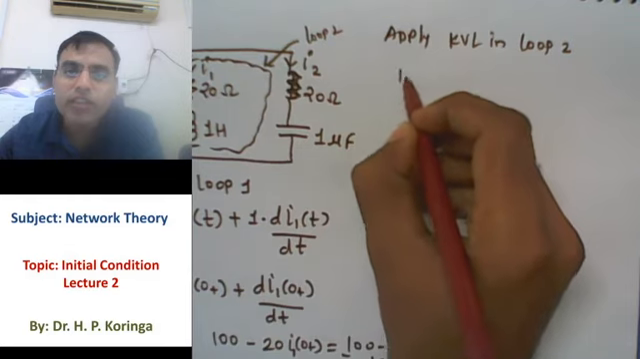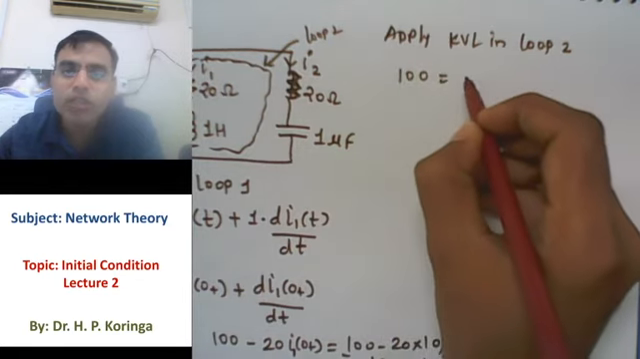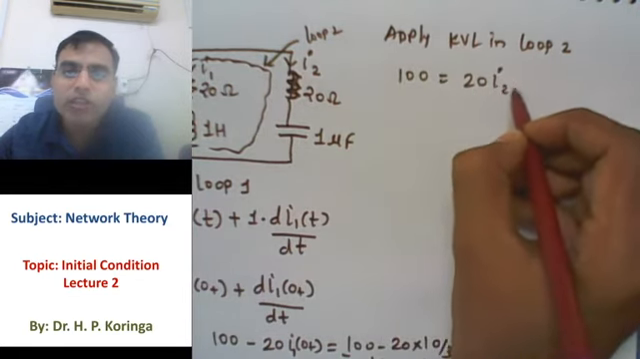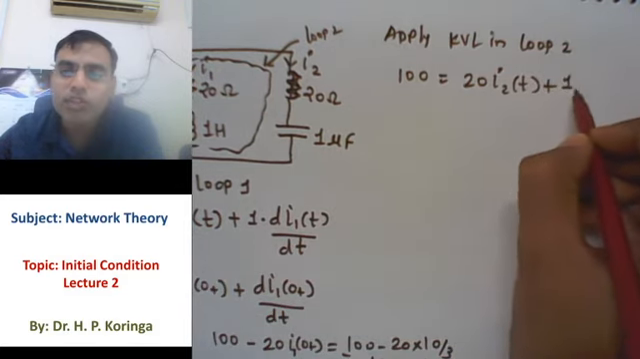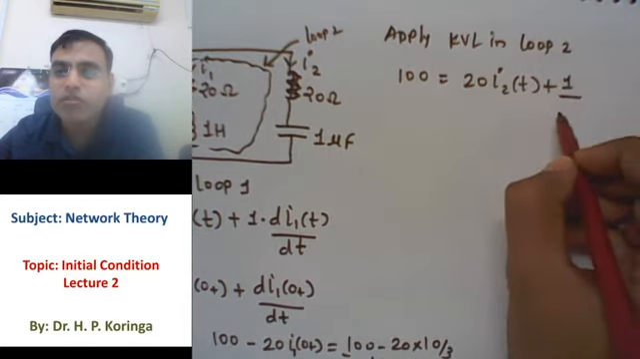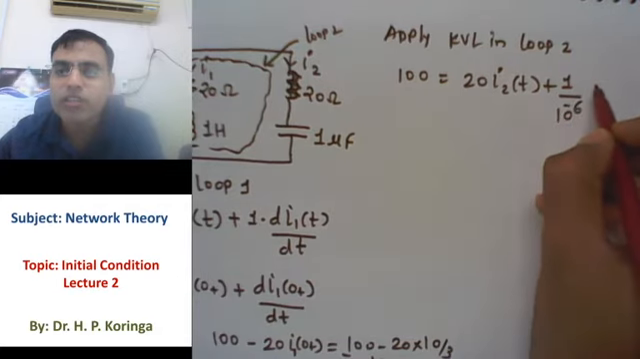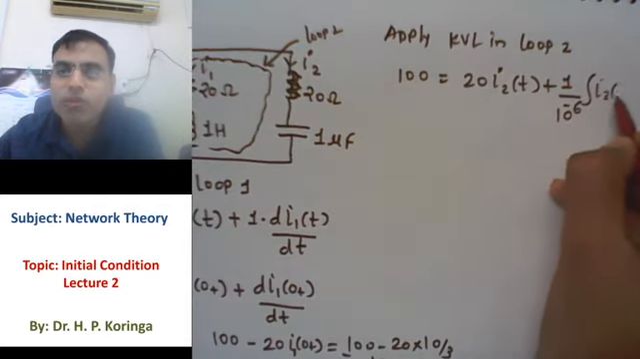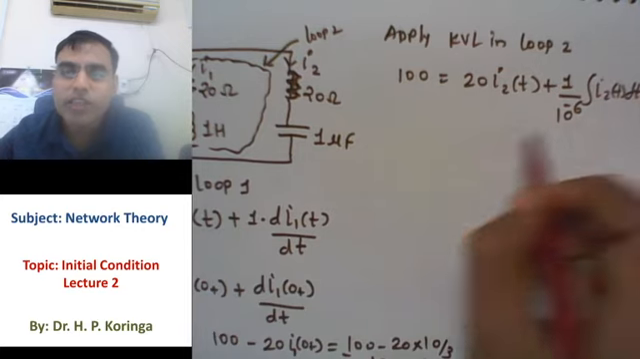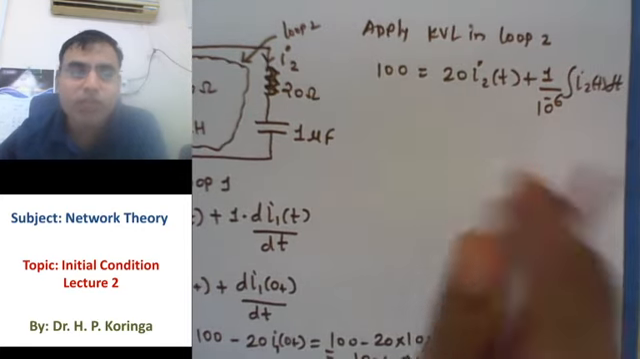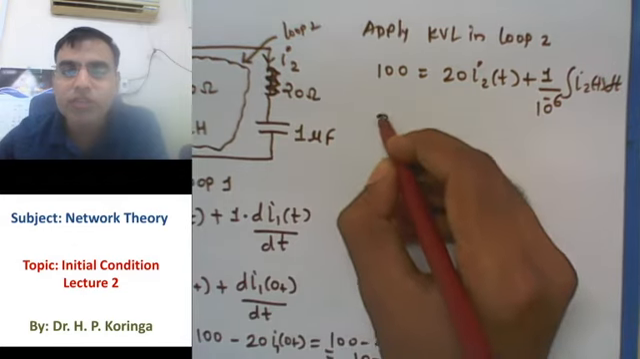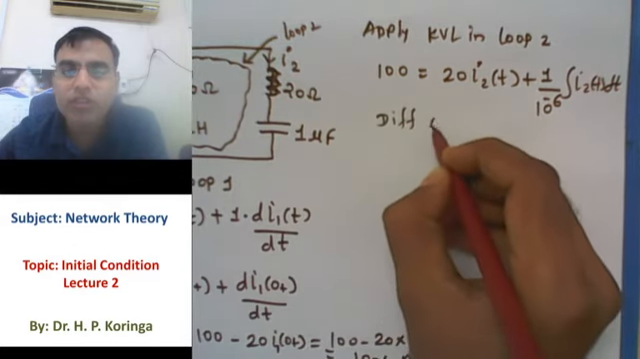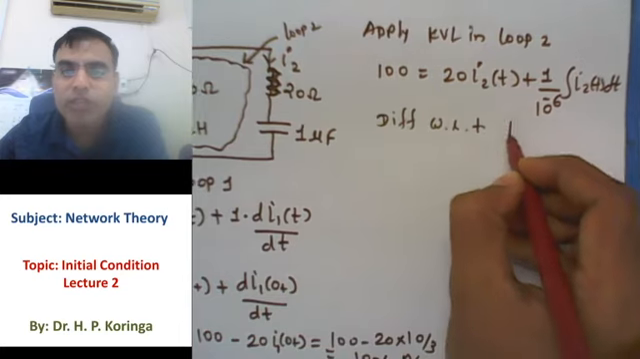So in that, 100 volt is applied to the 20 ohm plus voltage across the capacitor. So voltage across capacitor is 1 upon C, so 1 upon 10 raised to minus 6 into integral of I2 of t dt. Okay. Now our interest is to find out the first derivative term di2 divided by dt. So let's do the differentiation of the above equation with respect to t.